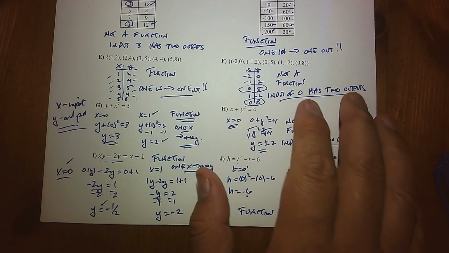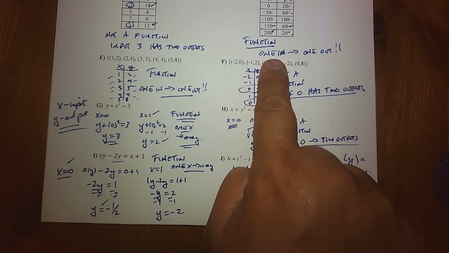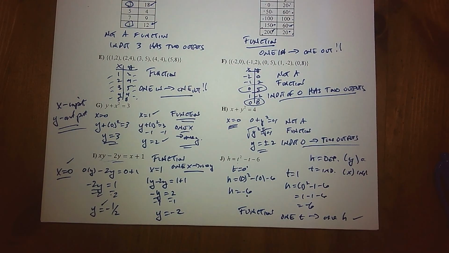So that's how we basically test whether a relation is a function. We test the theory: can I put one thing in and get one thing out? If you can, you're a function. If you can't, you're a non-function. You're just a good old relation. Again, everybody's a relation, but functions are special. They have that simple, nice one thing in, one thing out relationship.